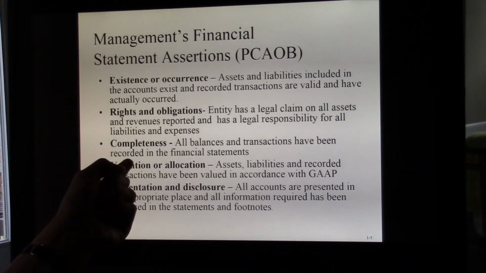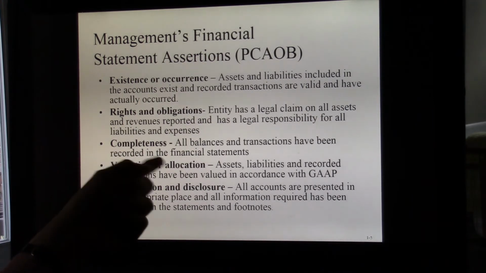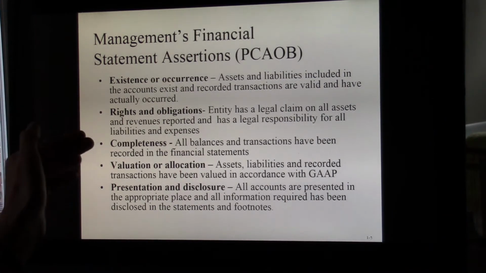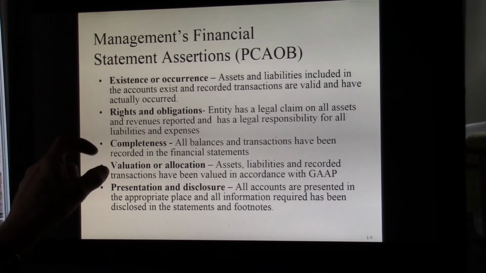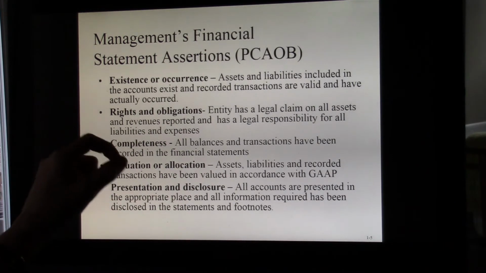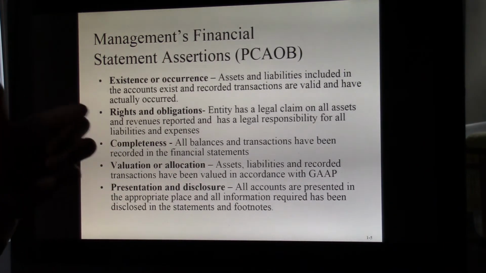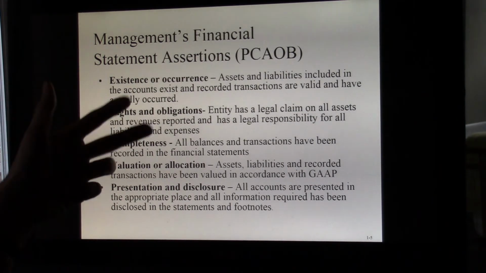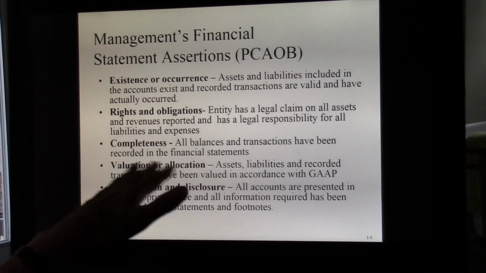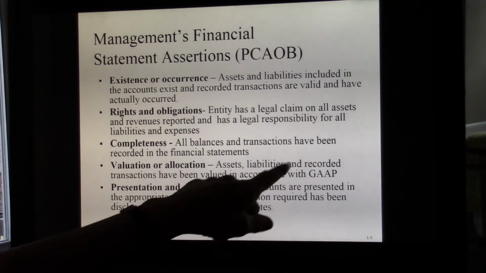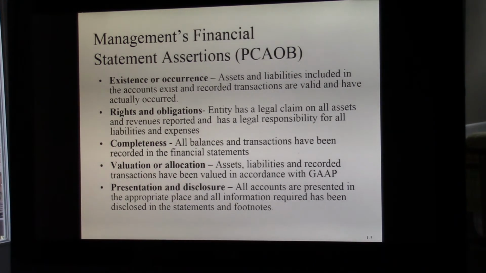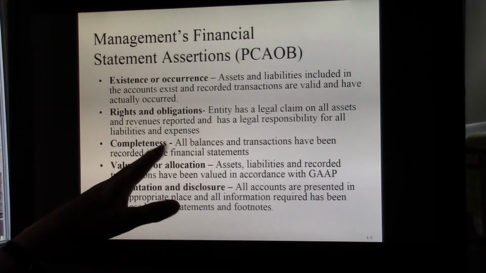I mean, wouldn't it be nice to say, oh, we have 1 million in liabilities, when really you had 10 million in liabilities, right? You're saying everything's complete. It's there. Valuation or allocation. That balance is correct, right? If I look at inventory, like I'm a manufacturing firm, and my inventory is based on my raw materials costs, my overhead costs, and my labor costs, right? And I've allocated those, and that number is based on actual appropriate GAAP numbers, right? And presentation and disclosure. Everything's presented, it's in the right place, right?